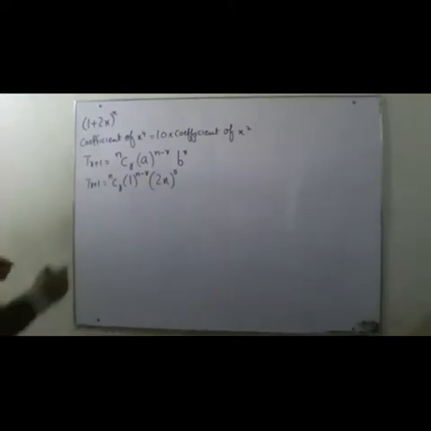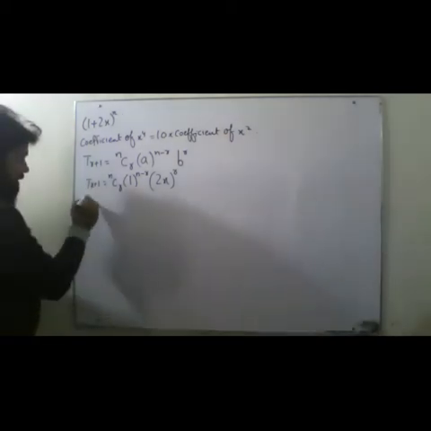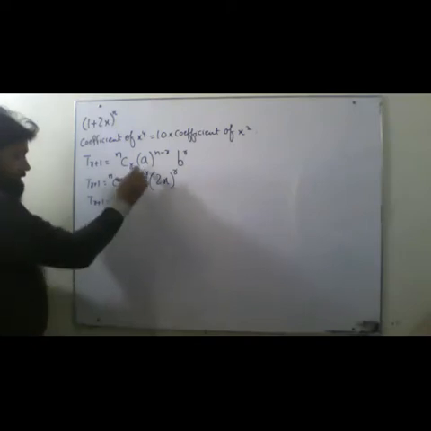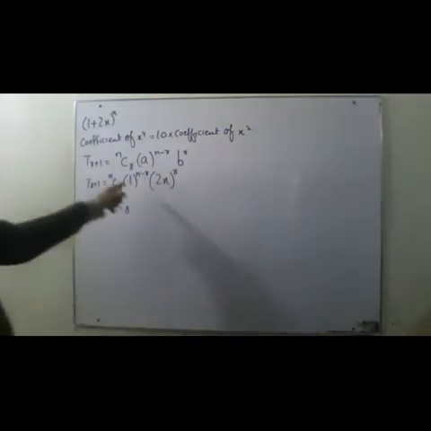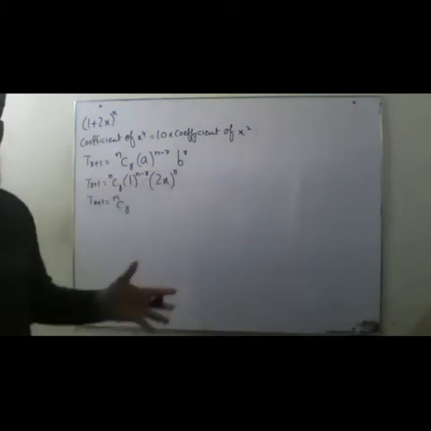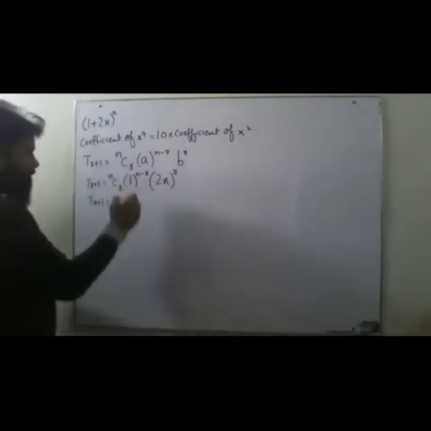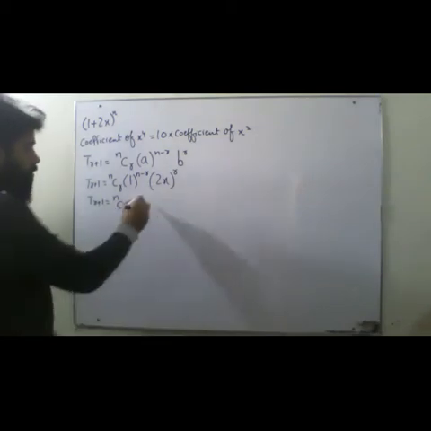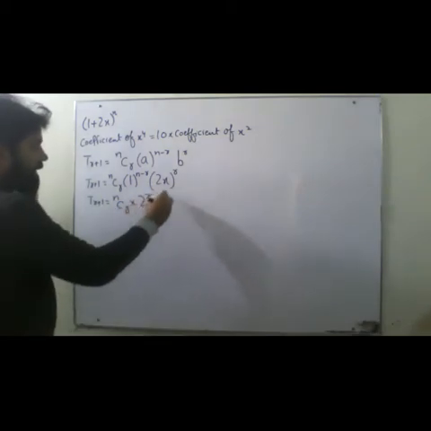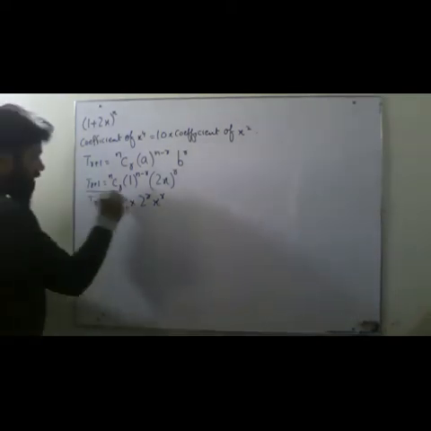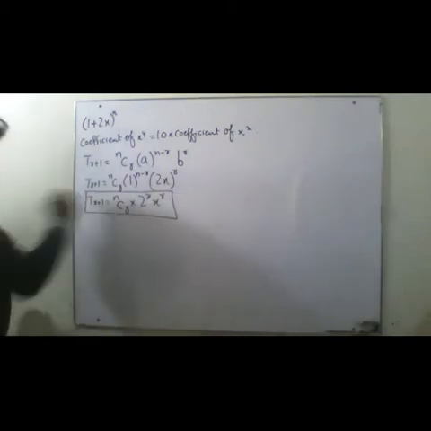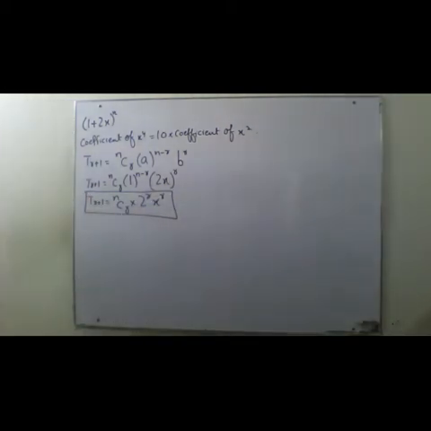So now T r plus 1, nCr will remain like this. 1 with any power will have no issue, it will always be 1, and in a product form 1 will have no effect, so I'm just removing it. Into 2 to the power r, x to the power r. Okay, right. So now I have got this thing written.